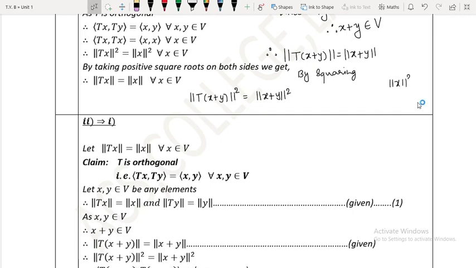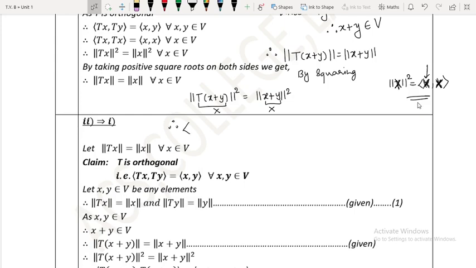Okay, now see what is norm of x squared? We already know norm of x squared is the inner product of x with x, so this can be used over here. So what will be norm of T of x plus y whole squared? So you treat this as x, then you will understand. Let us call it capital X. So what will be norm of capital X squared? It will be the inner product of X with X, right? But what is our value of X? It is T of x plus y. In this way you will understand immediately.